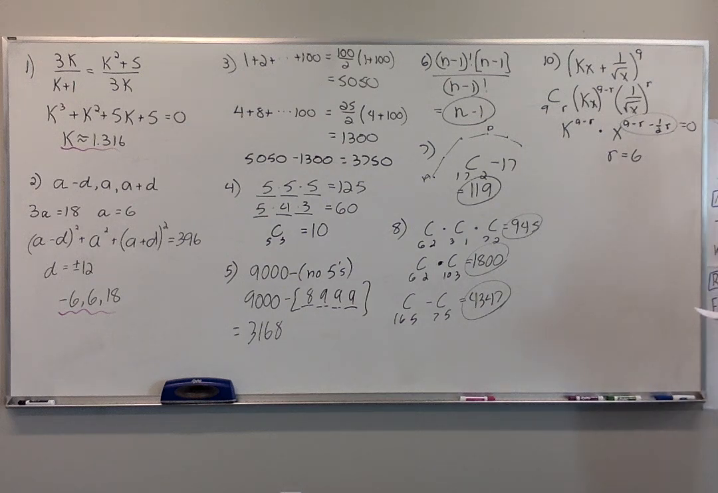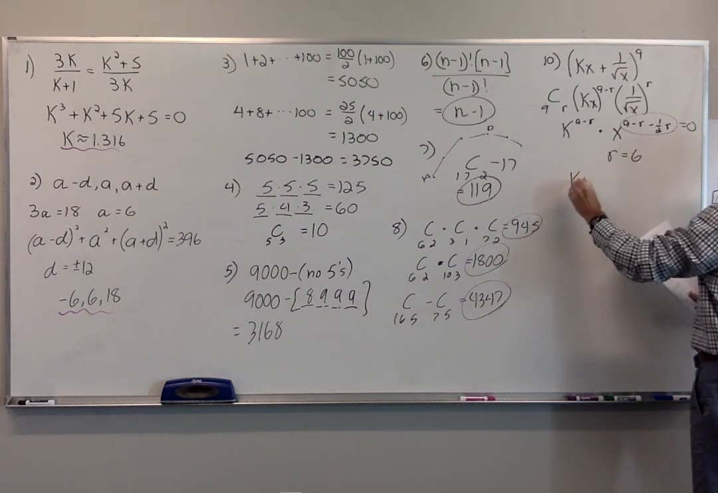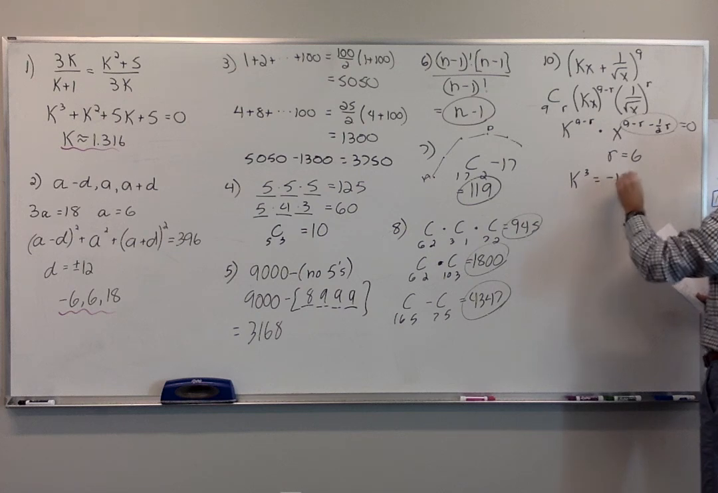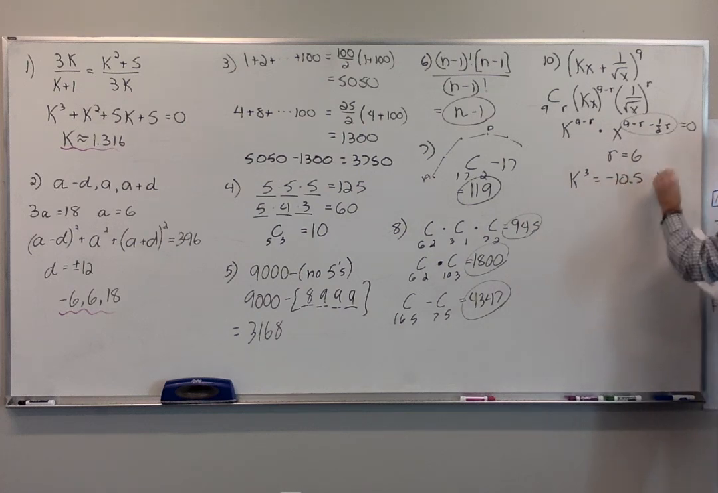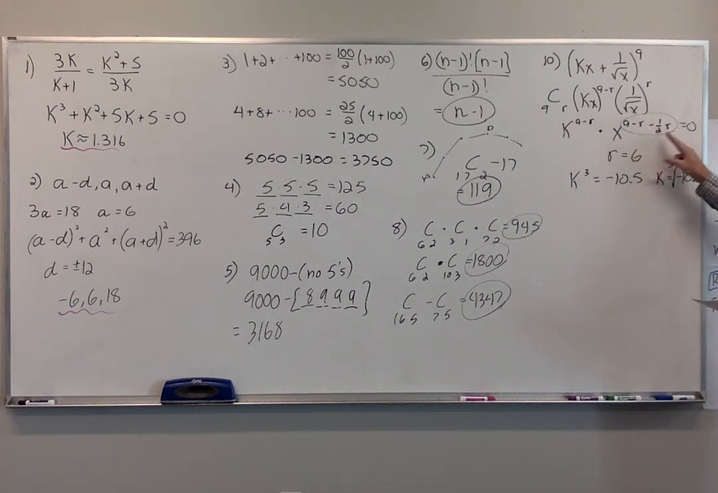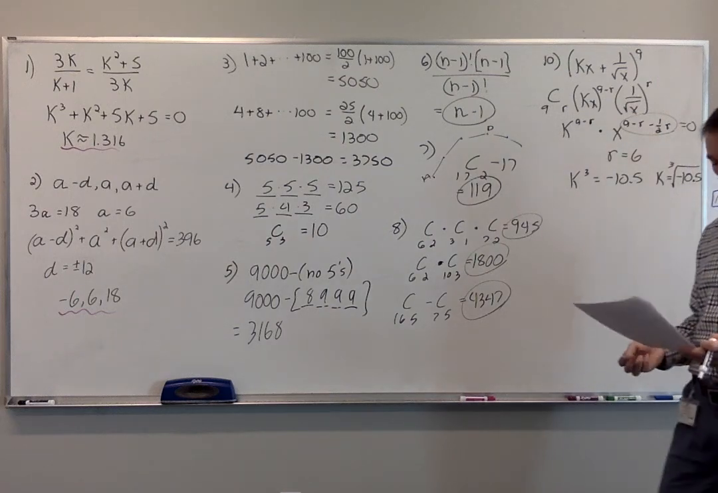Once r is 6, then we can go back and find what this is going to be. That's k to the 3rd. So k is the cube root of negative 10.5. Right? But this is a big key. We knew that had to be 0, and we found r to be 6. So if you got r to be 6, you got at least half the credit. Then depending on what you did after that, you could get the rest of it.